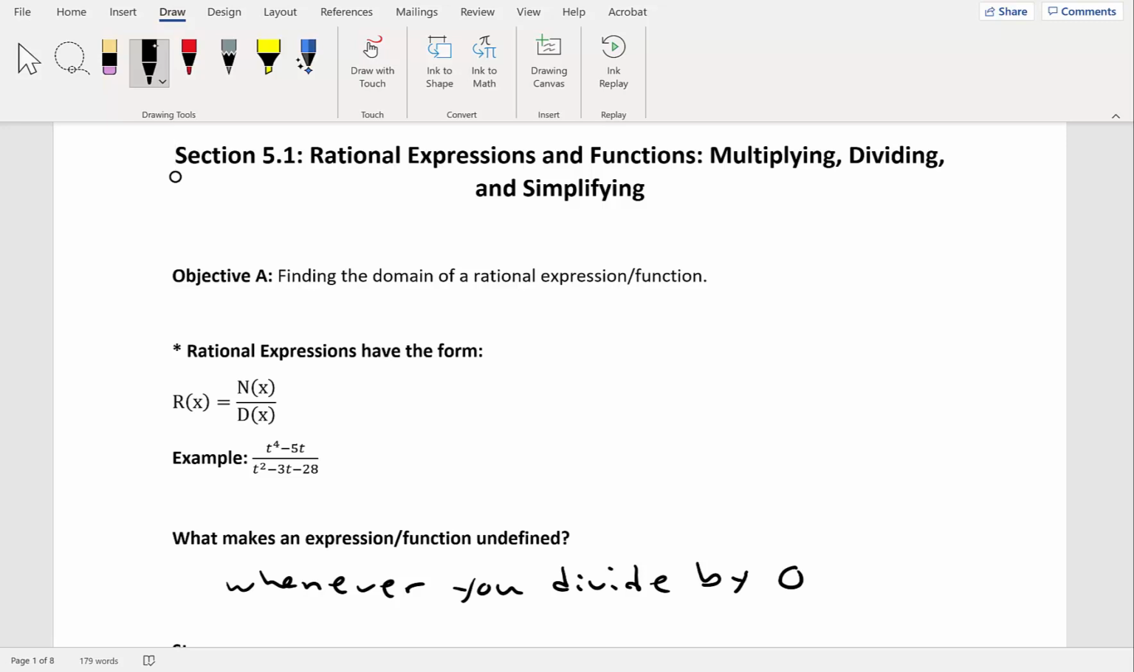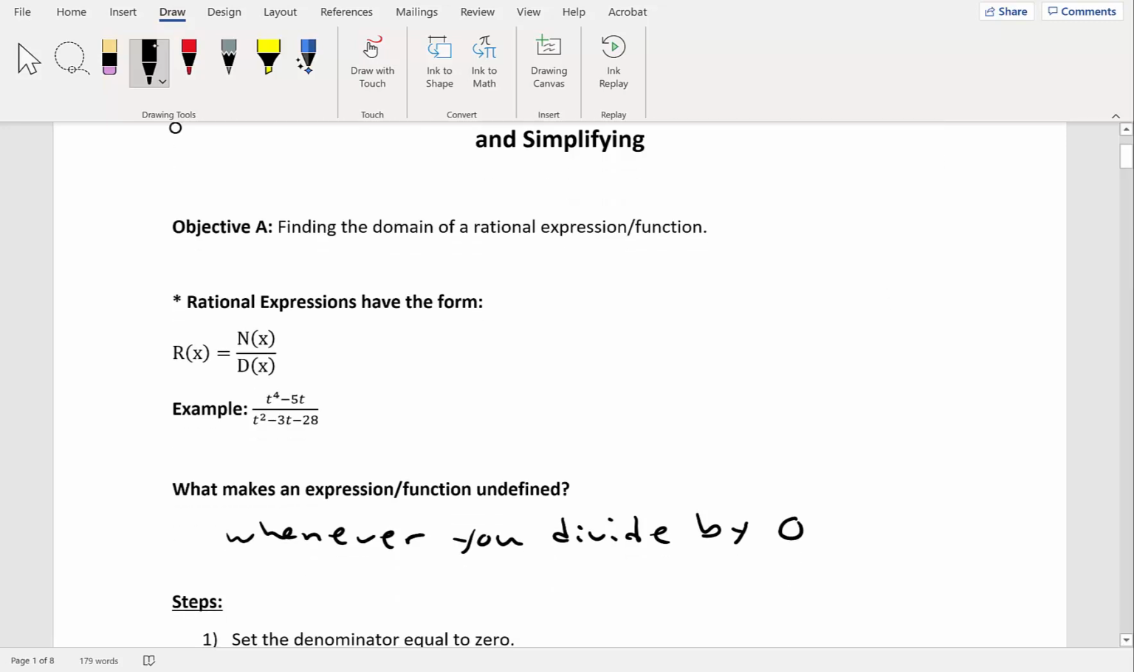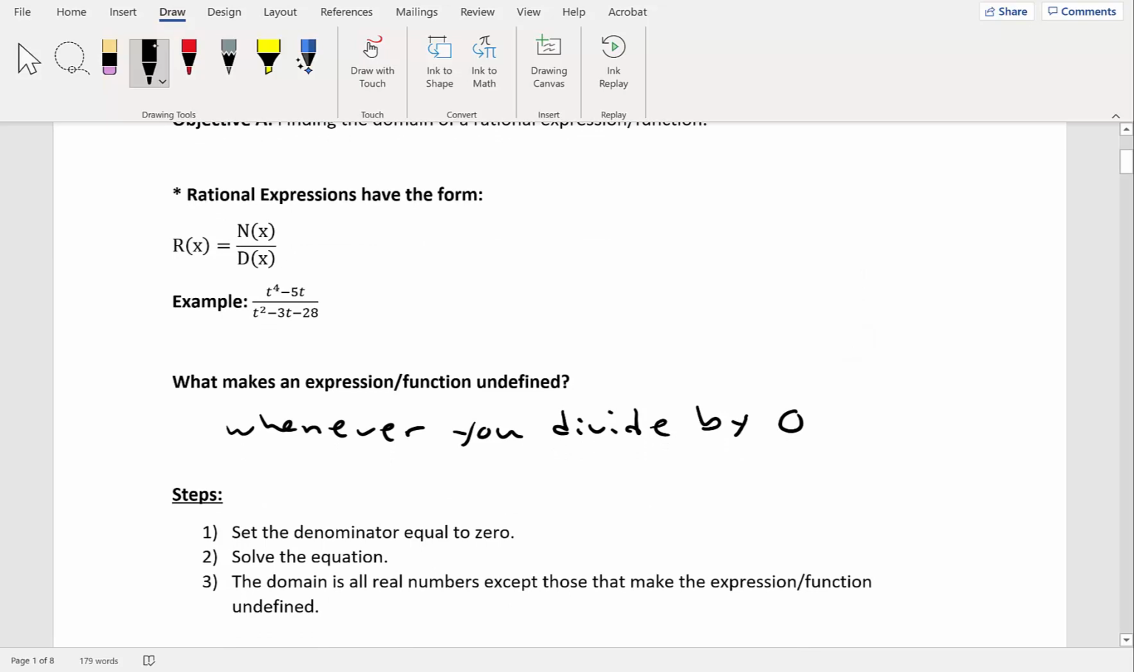So what we're going to do is take a look at finding the domain of these rational expressions. When we're finding the domain, what we want to do is figure out what's going to make the denominator 0, and then we exclude that from our domain. So here are the steps. Set the denominator equal to 0, and then solve the equation. The domain is all real numbers except those that make the expression or function undefined. So it's all real numbers except what makes the denominator 0.